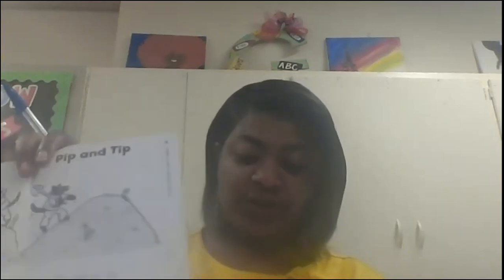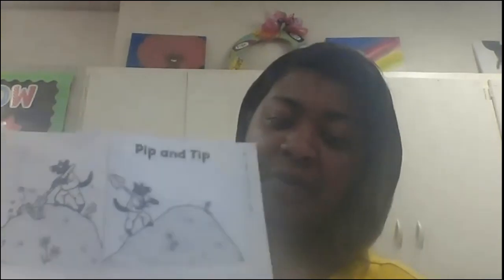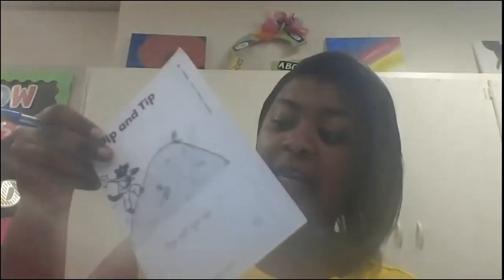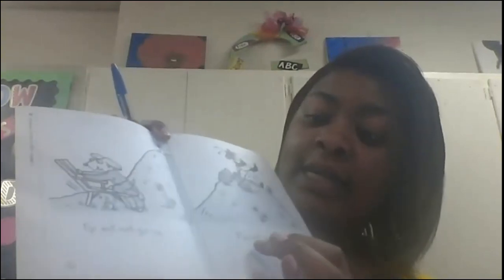So, what are some details about the story? We can look at the pictures to help us. All right, so the title is Pip and Tip. So what are 3 things that they do? All right, Pip is going up the hill. That's something that we can write as a detail. Tip is not going up the hill. That's another detail that we could write in our box.